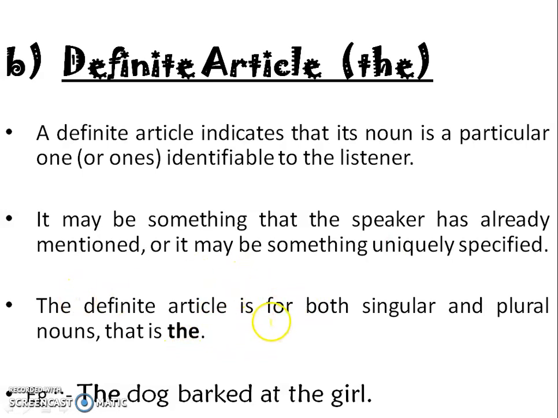The definite article is for both singular and plural nouns, that is, the, right? The other examples are: the apples I brought yesterday, the moon, the earth, right? So it is used for a particular or specific thing. That is known as definite, right?